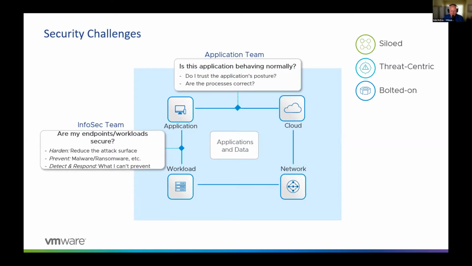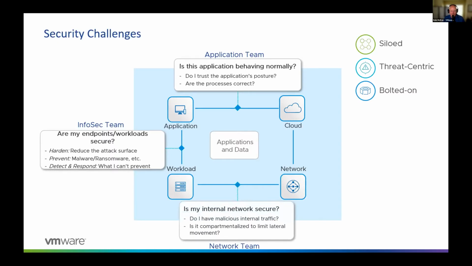The application team also has some particular questions and interests that they need solved for their particular team. Are the processes correct? I may have a process that executes every night for 60 days, and then all of a sudden that process is different. Do I have tools in place to capture that difference or that change in that process?